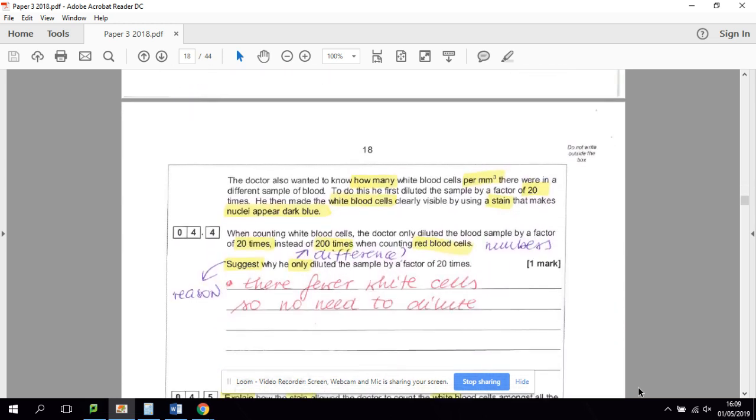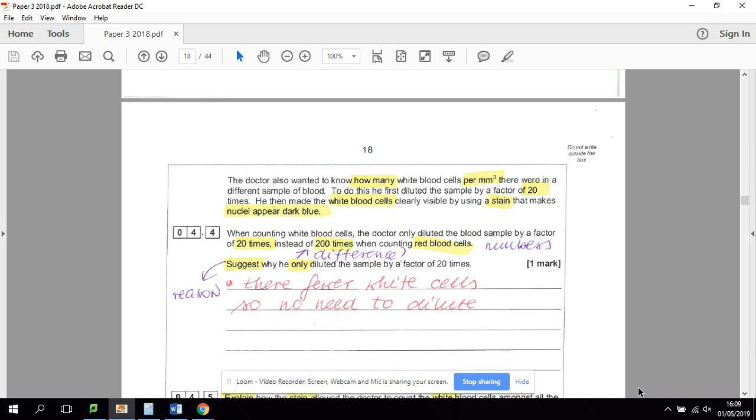Next part of this question, the doctor wanted to know how many white blood cells per unit of volume there were in a different sample of blood. So again, they diluted by a factor, this time 20 times, and he then made the white blood cells clearly visible by using a stain. Okay, and the nuclei appear dark blue. So when counting white blood cells, the doctor only diluted the blood sample by a factor of 20 times instead of 200 times. Why? When counting red blood cells, what you need to remember is the difference between white blood cells and red blood cells.